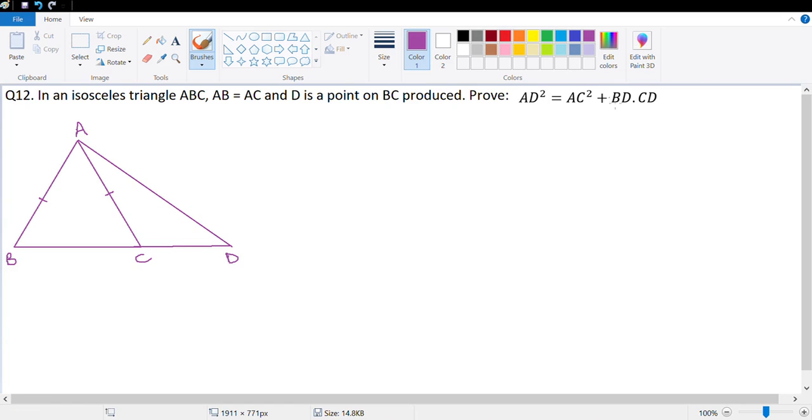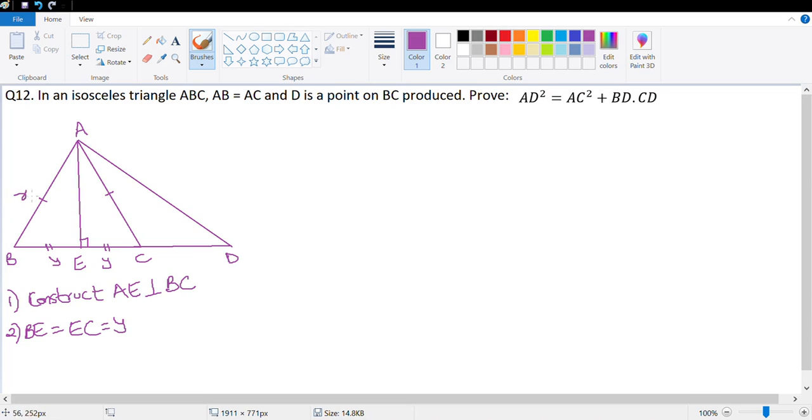Next, we need to prove something, but where is the right angle triangle? So let's just construct a line which is AE perpendicular to BC. Now since this is an isosceles triangle, the altitude will be equal to the median as well, which means BE and EC would be equal. So let's just write what we did. So point number 1, construct AE perpendicular to BC. What this means is BE would be equal to EC. Let's call this Y. Let's call AB and AC X.